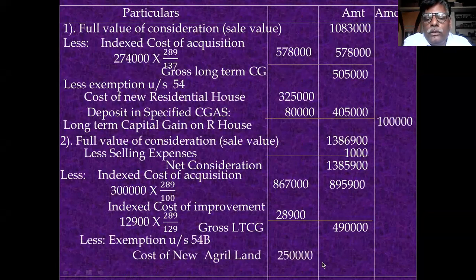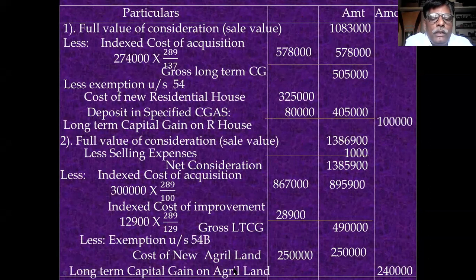54B, that is 2,50,000. You deduct 2,50,000. Balance is 2,40,000. 2,40,000 plus 1 lakh, 3,40,000 is called as income from capital gain. Income from capital gain, you write it total. This is long-term capital gain on agriculture land. Total capital gain is 3,40,000.